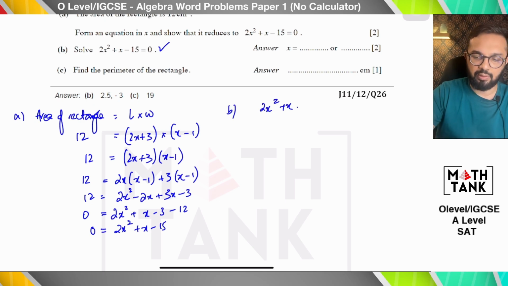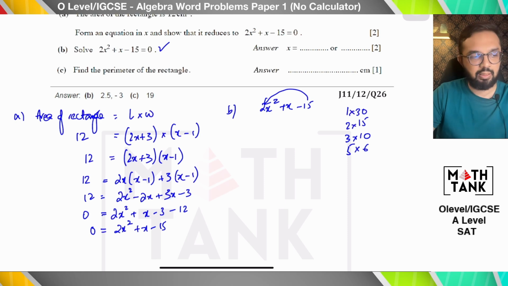So I know that I need factors for 15. So I'm going, not 15, sorry, 30. So I'm going to say 1 into 30, 2 into 15, 3 into 10, 5 into 6, and 2x squared plus 6x minus 5x. That gives me a plus x in the middle. Okay, and when I multiply 6 and minus 5, I get 30.